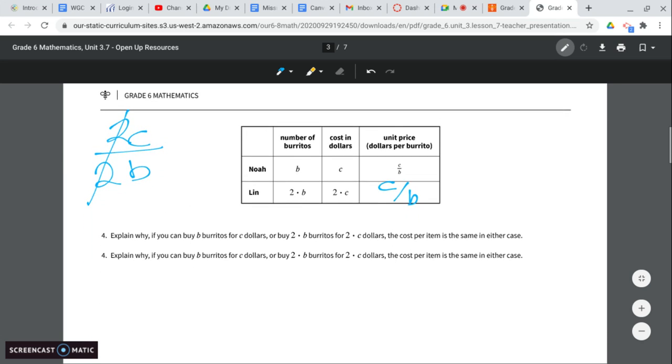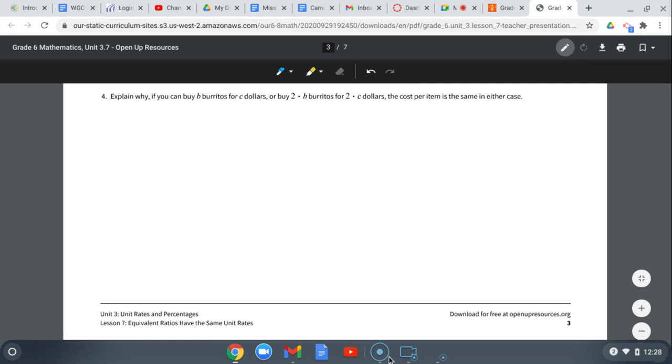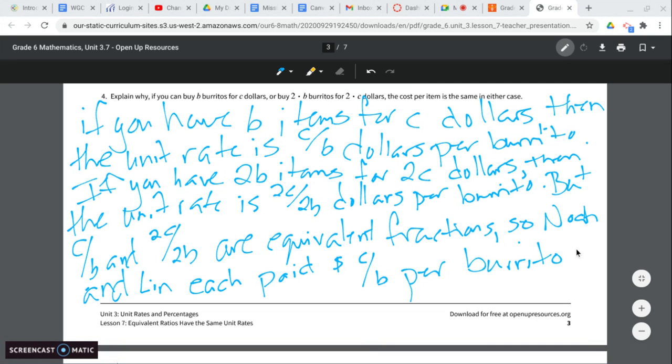And I'm going to pause the video so I can write this out so that you can see what I just said. Okay? If you have B items for C dollars, then the unit rate is C divided by B dollars per burrito. If you have 2B items for 2C dollars, then the unit rate is 2C divided by 2B dollars per burrito. But C over B and 2C divided by 2B are equivalent fractions, so Noah and Lynn each paid C over B dollars per burrito, so the rates are the same.